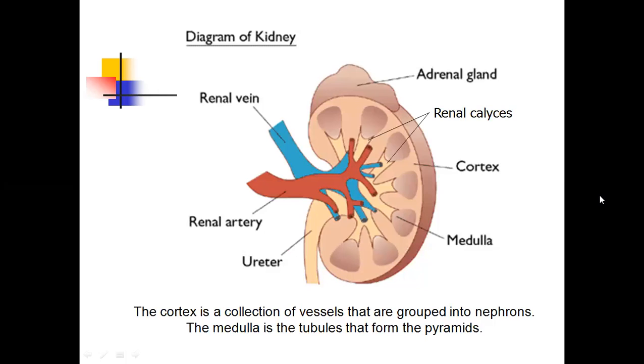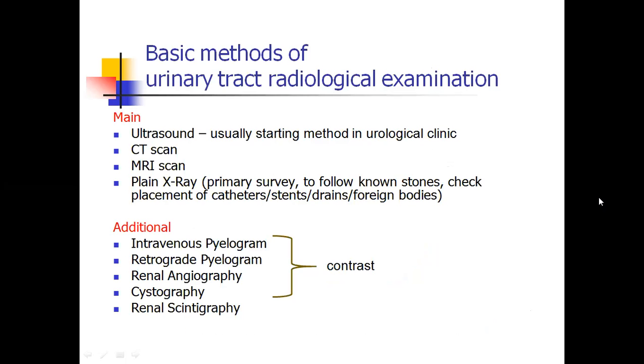This diagram of the kidney shows us the internal structure of this organ: cortex, which is a collection of vessels that are grouped into nephrons; medulla, the tubules that form the pyramids; and renal calyces, the initial part of the collecting system; and of course large blood vessels, the renal artery and renal vein.